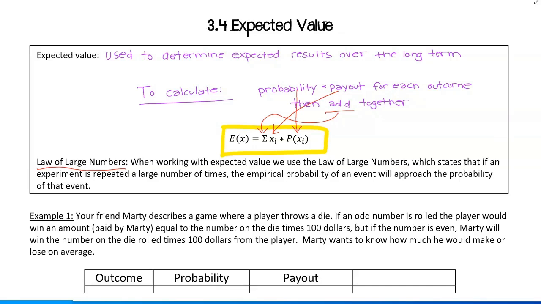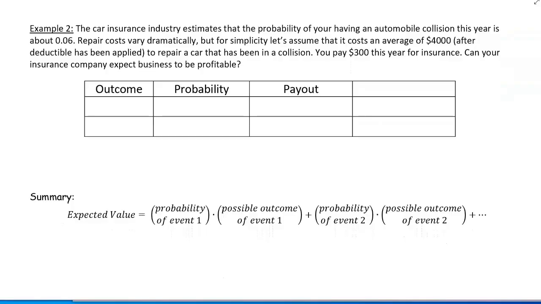Now that we've learned about expected value and we've done one example, let's recap. To find the expected value, we want to take the probability, multiply it by the payout for every outcome, and then we'll add those all together. And that will give us the expected value of that problem if we were to repeat that process many, many times. So let's look at this example.